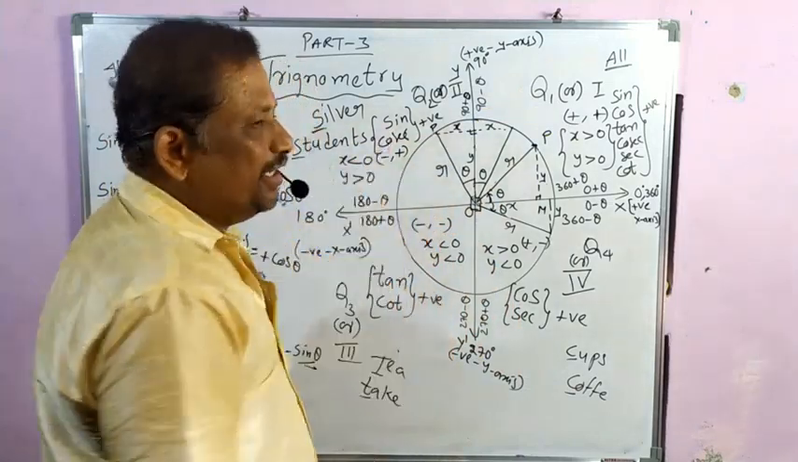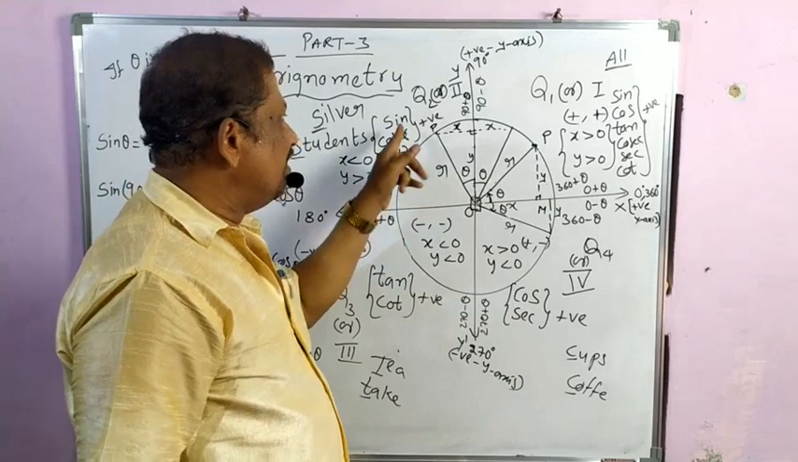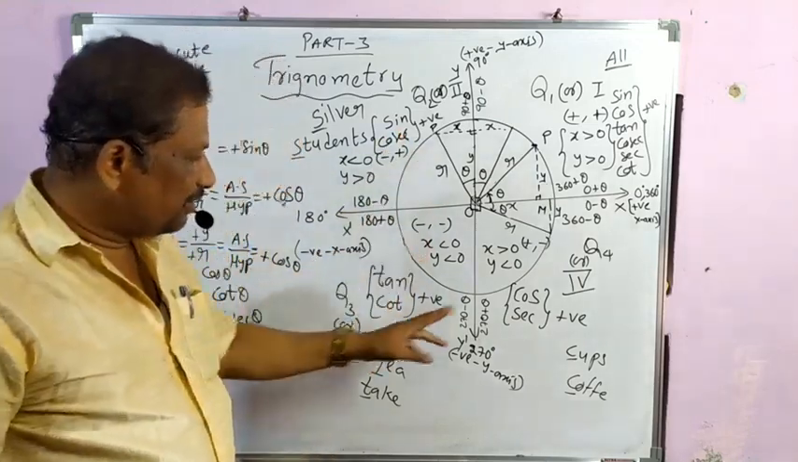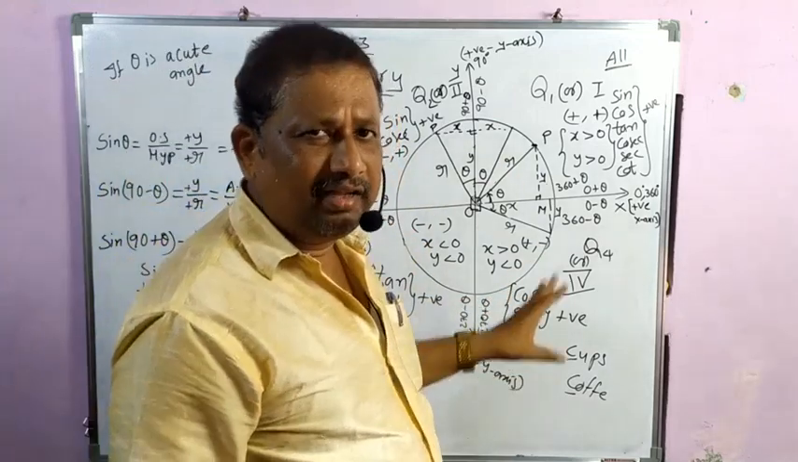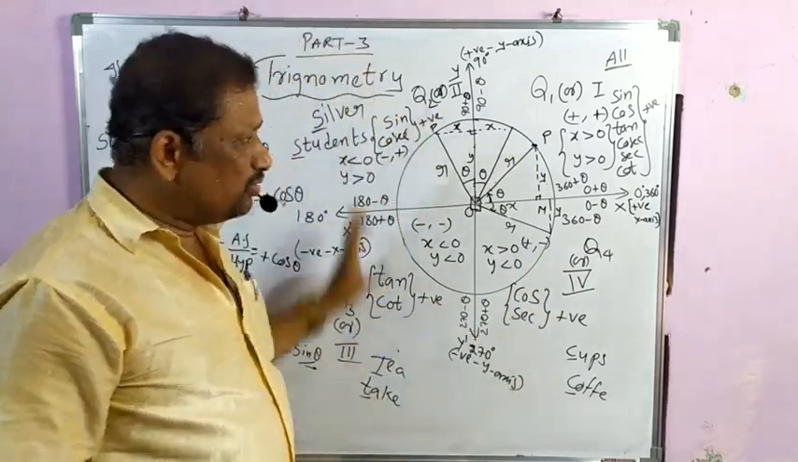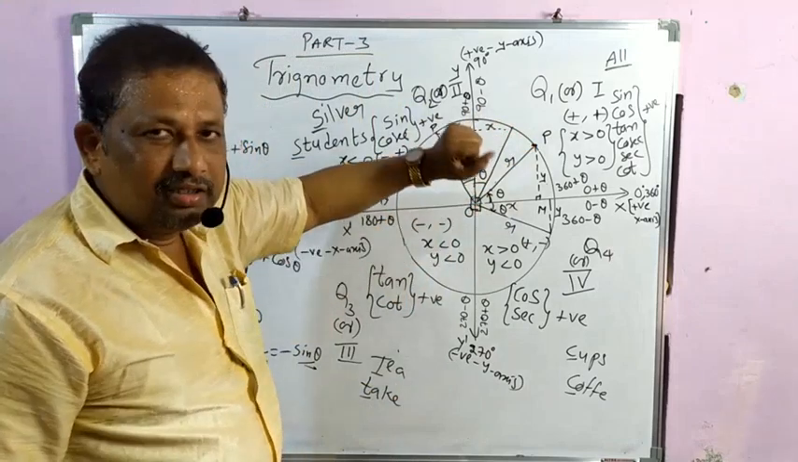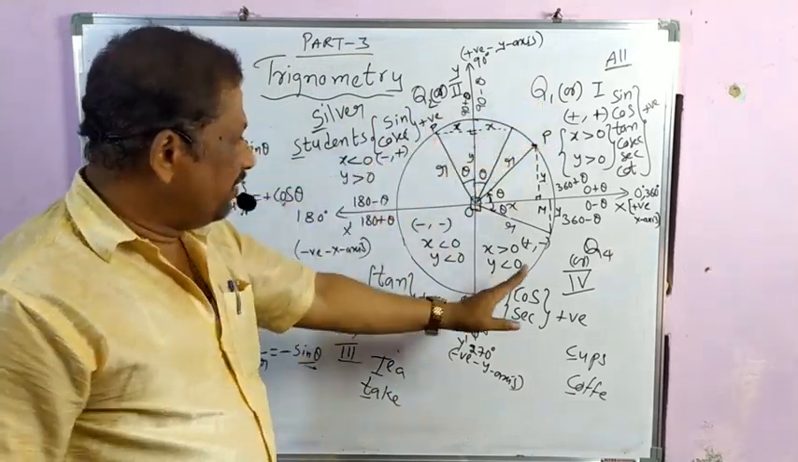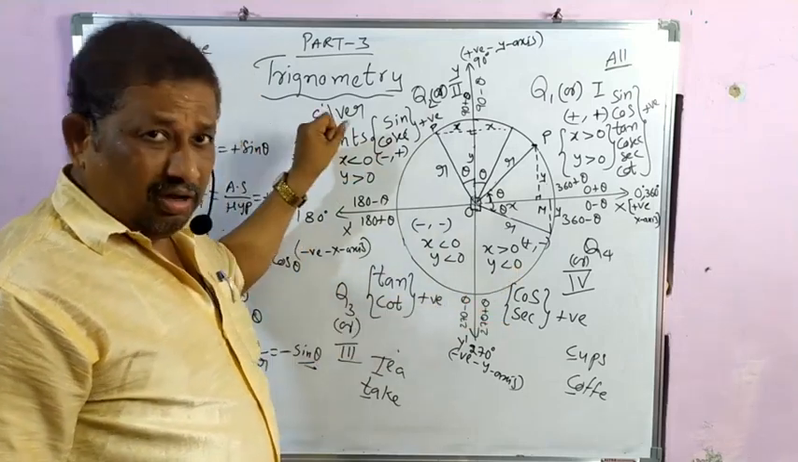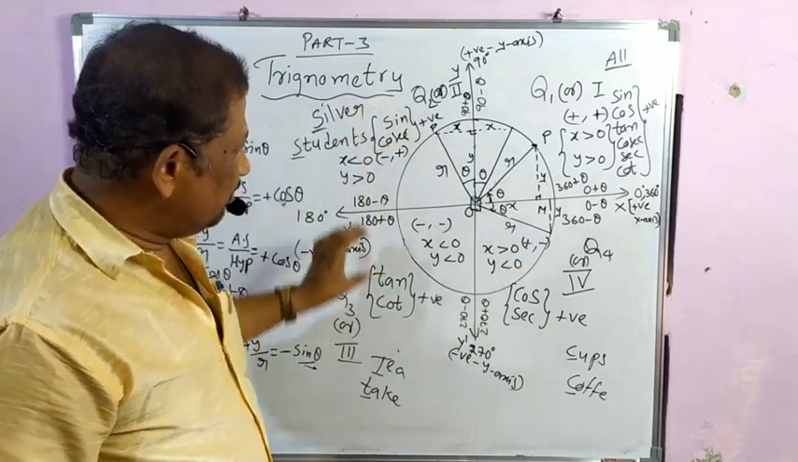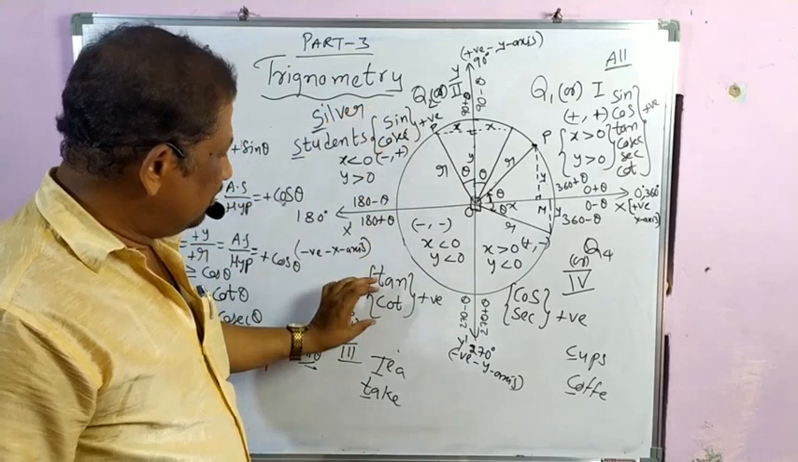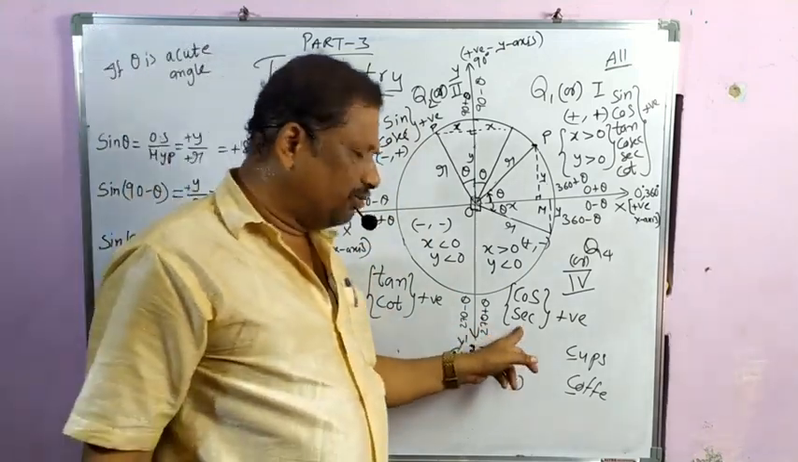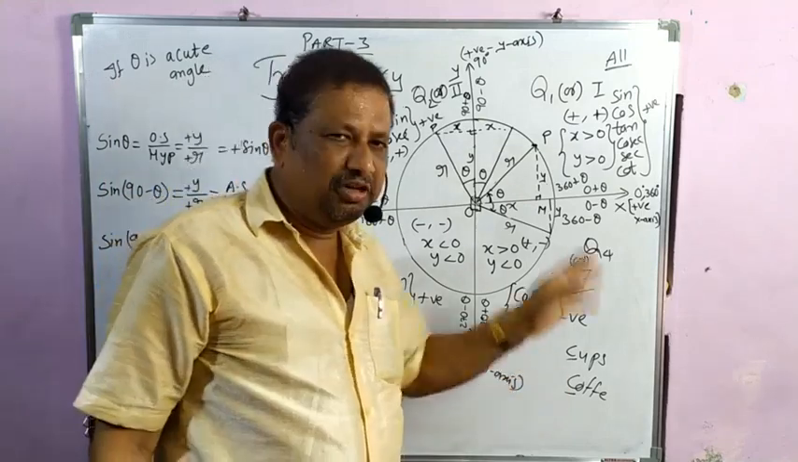Only sine and cosecant are allowed here, because this room is allotted especially for sine and cosecant, and this room is allotted for tan and cot. This room is allotted to cos and secant. Like that you have to remember. So it is easy to remember. Imagine this is a lodge. All are allowed in this hall, but these rooms are specifically allotted to the couples: sine and cosecant for the second quadrant, tan and cot for the third quadrant, and cos and secant for the fourth quadrant. That you have to remember.